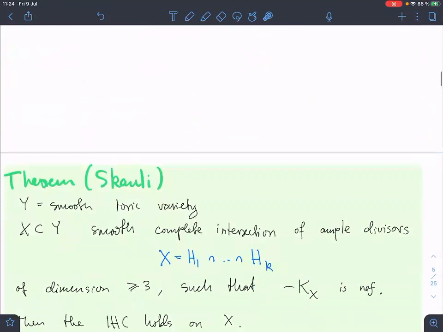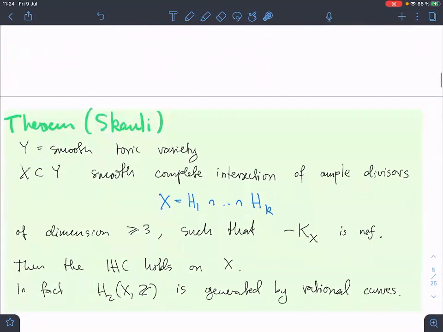Okay, so before we move on to cubic fourfolds, I wanted to advertise a little bit for my student who proved the following result. It's a statement about Calabi-Yaus in higher dimensions. So it's a very concrete statement.